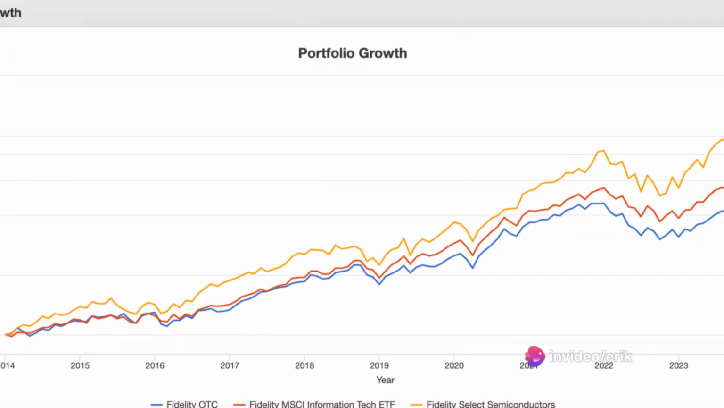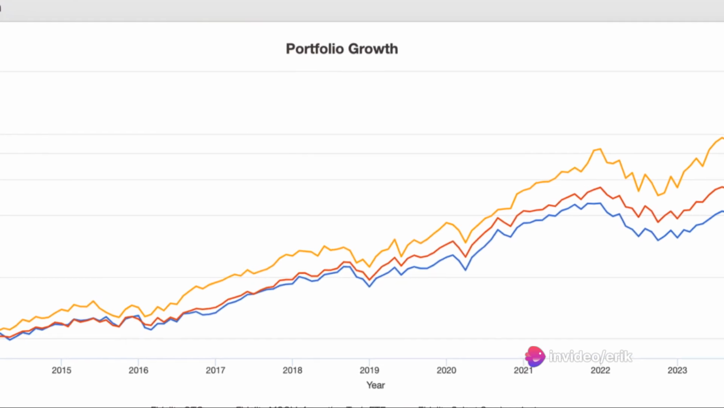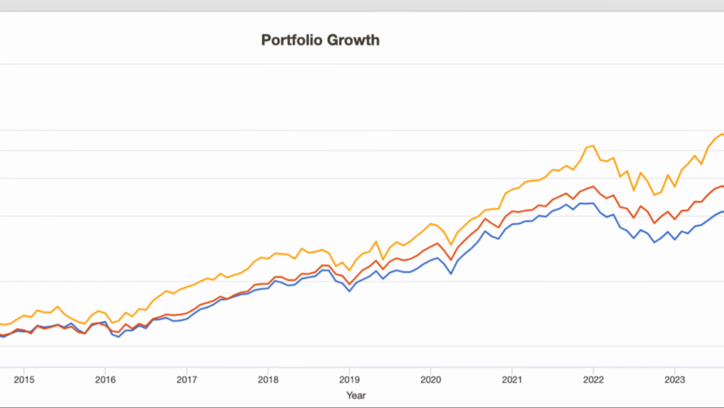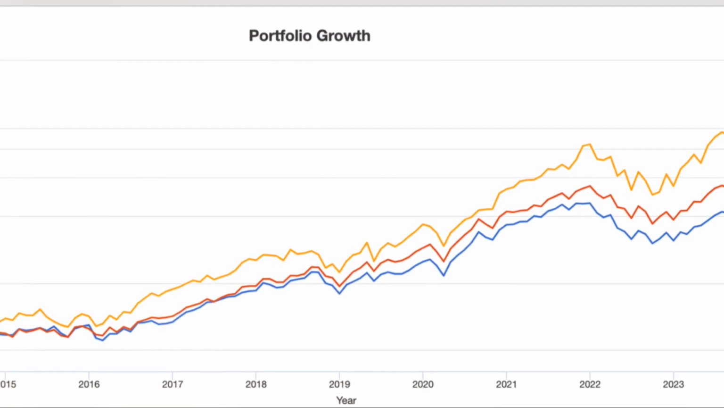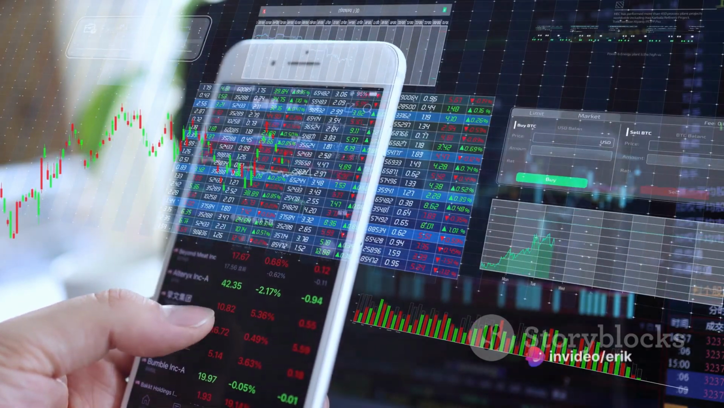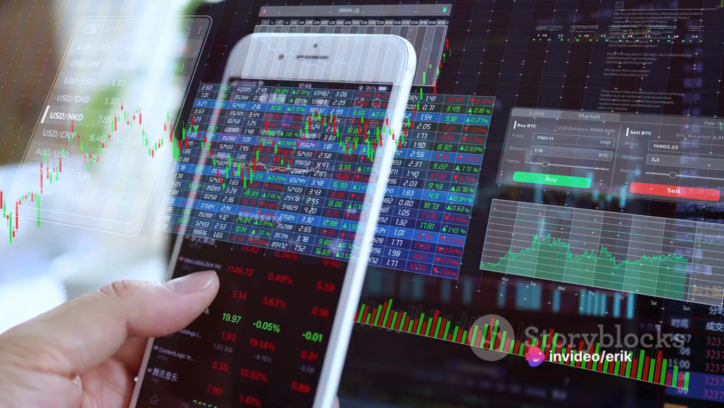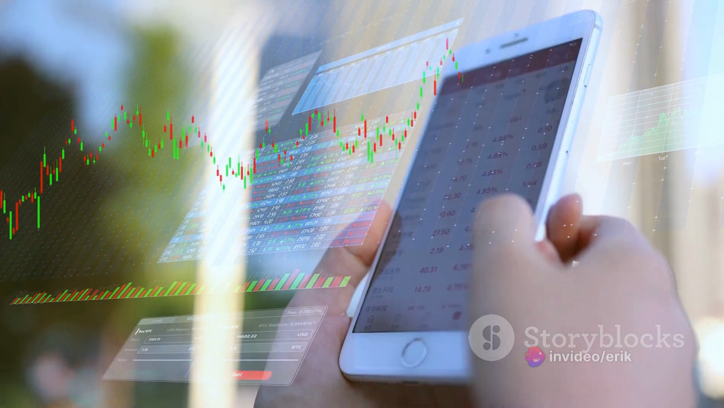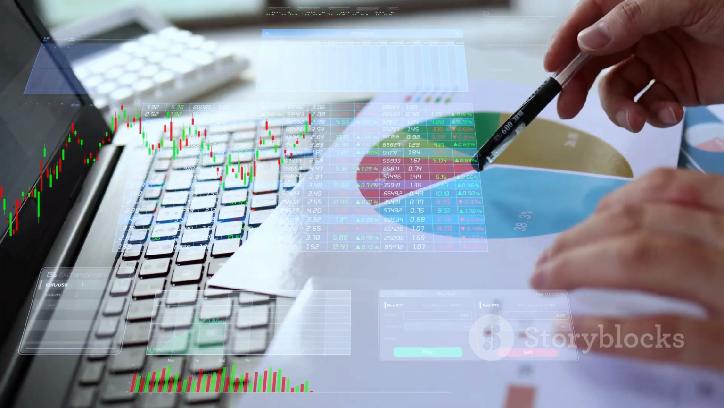Finally, we have Fidelity Select Semiconductors. This portfolio took the initial $10,000 and transformed it into a staggering $117,406. This portfolio had the highest CAGR at 27.41%, albeit with a higher standard deviation, indicating greater volatility.